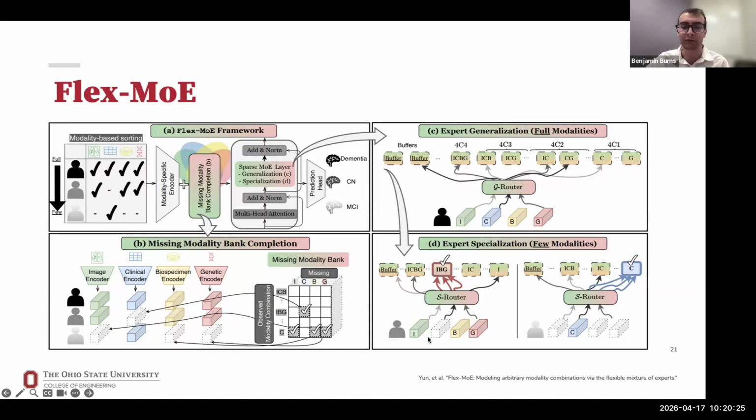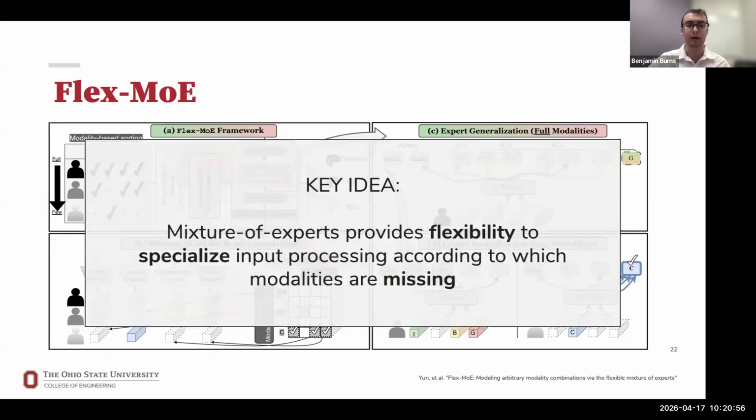So for an example, in the bottom right, we have an input where we have the green, yellow, and red modalities available, but we're missing the blue modality. There is an expert in this mixture of experts that the router maps the input to that's specifically designed to handle inputs of this modality combination. Or in another example, we have just the blue modality available. There is a different expert intended for just that blue modality. So this is the key behind the FlexMOE method.